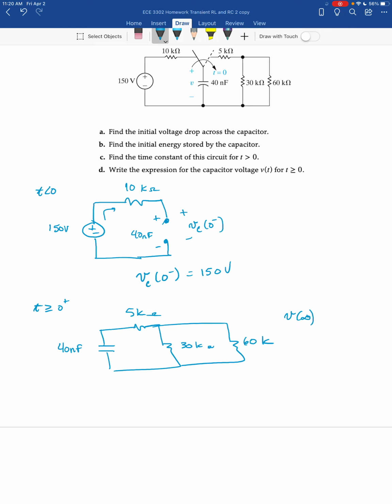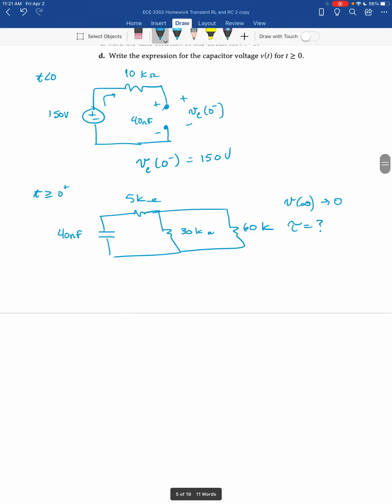And our V at infinity, which is the other thing we need, like in the previous inductor problems, because after the switch moves there's no source, so our V at infinity is going to go to 0. And so what we need now is our tau.